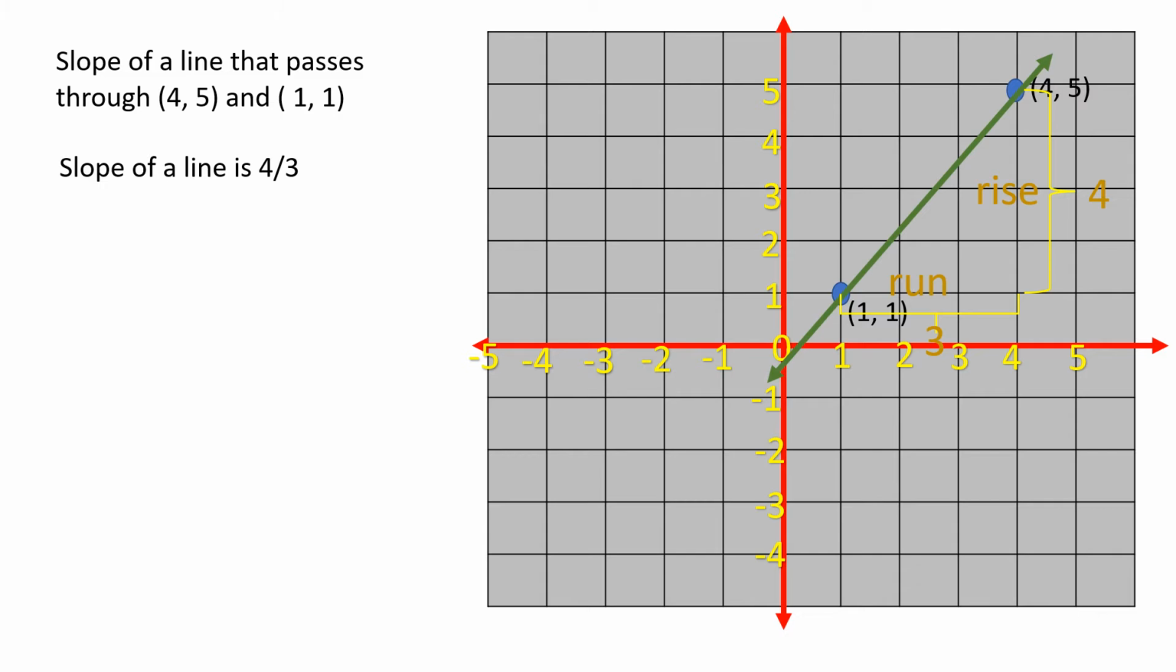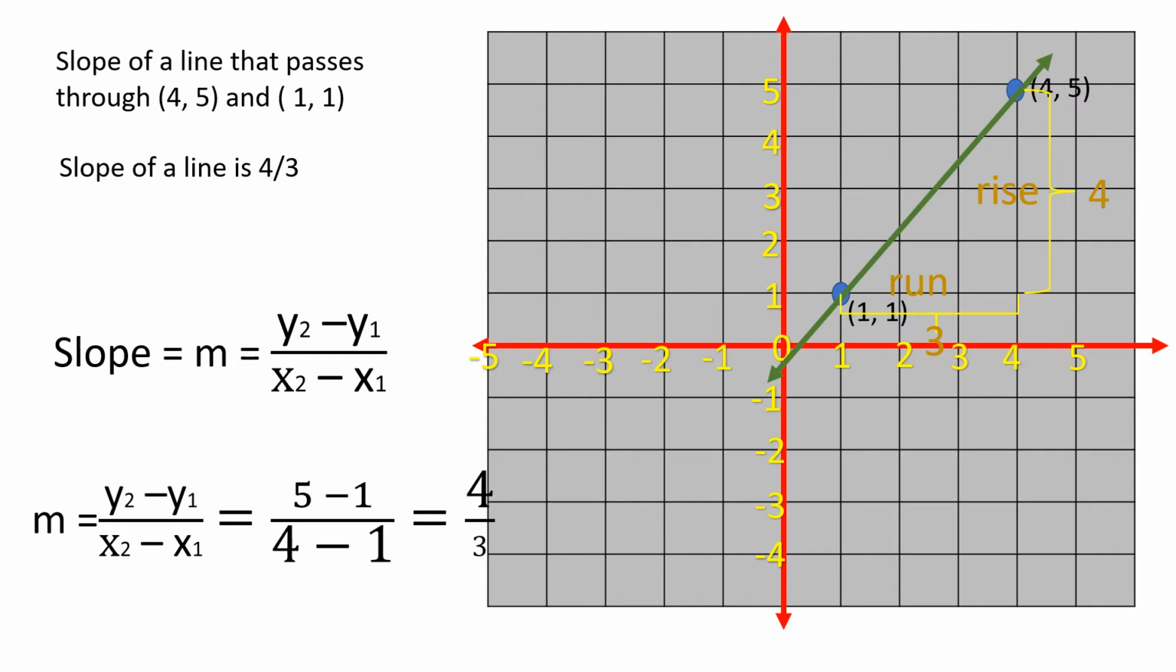Let us use the formula in finding the slope. The symbol for slope is m, which is equal to y sub 2 minus y sub 1 over x sub 2 minus x sub 1. In this example, if our point 1 is (1, 1) and our point 2 is (4, 5), we will be having the values of y sub 2 is 5, y sub 1 is 1, x sub 2 is 4, and x sub 1 is 1. So simplifying, that is equal to 4 over 3 because 5 minus 1 is 4 and 4 minus 1 is equal to 3. So we got the same slope.